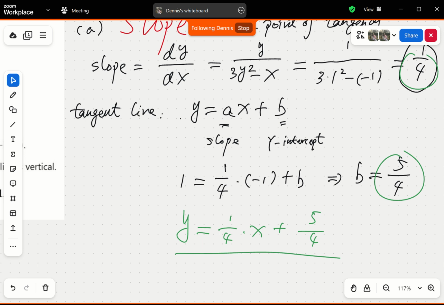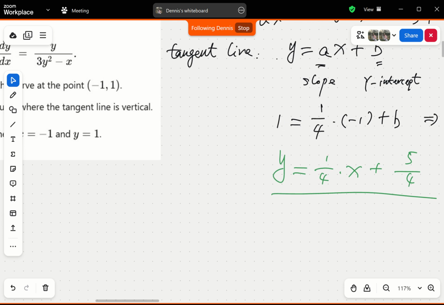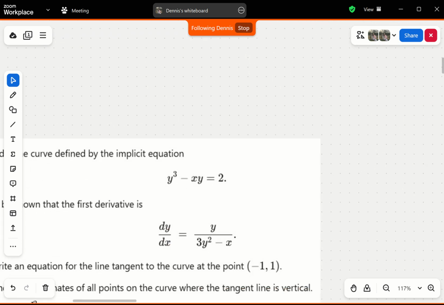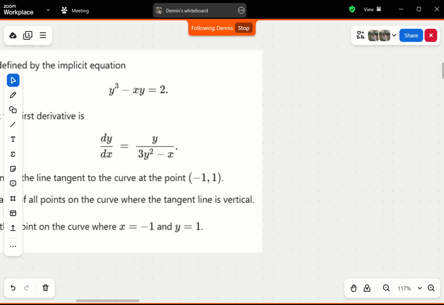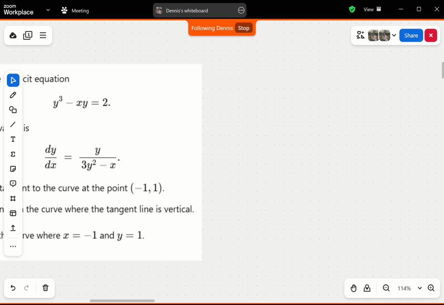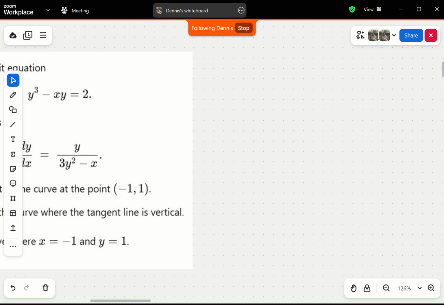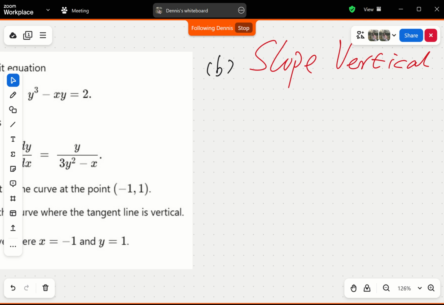Now we have the second question. Question B asks us to find the coordinates of all points on the curve where the tangent line is vertical. So this is asking you when the slope is vertical at the point of tangency.